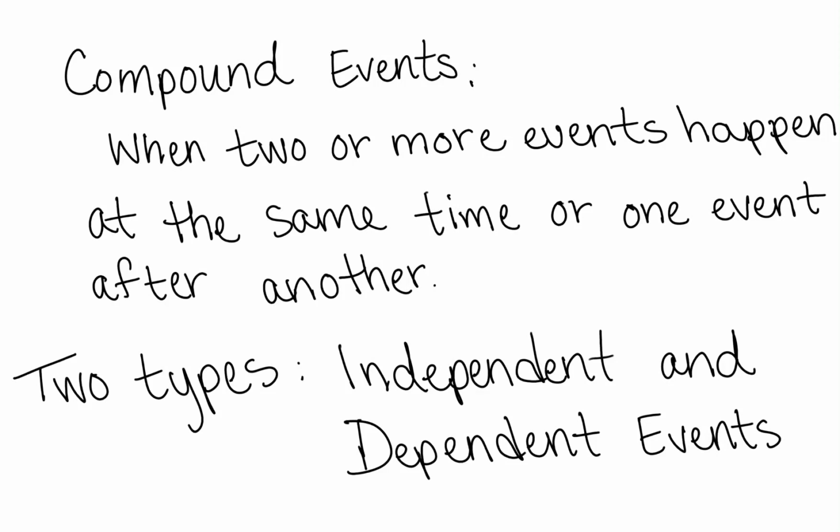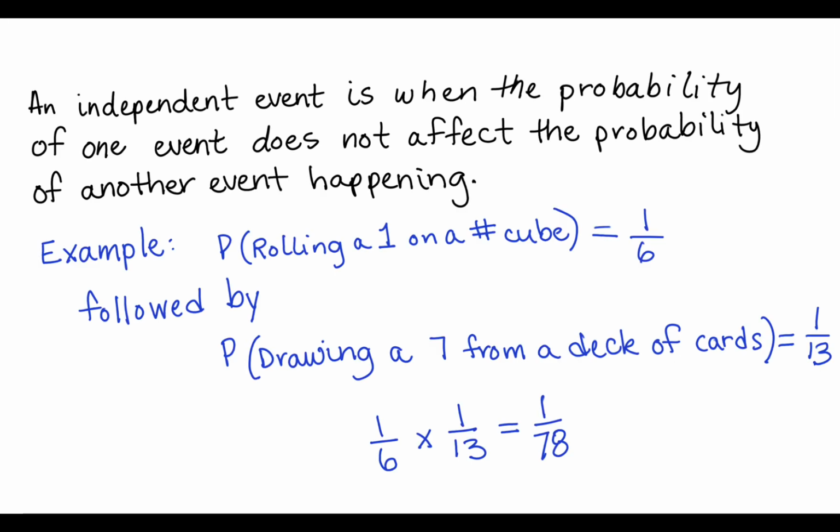Today we are talking about compound events. Compound events is when two or more events happen at the same time or one event after another. There are two types, independent and dependent. An independent event is when the probability of one event does not affect the probability of another event happening.